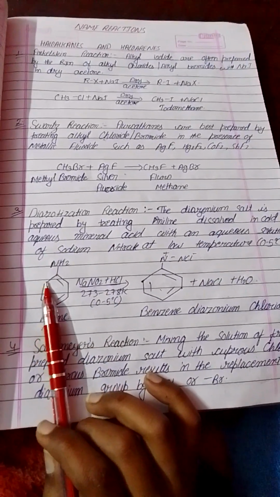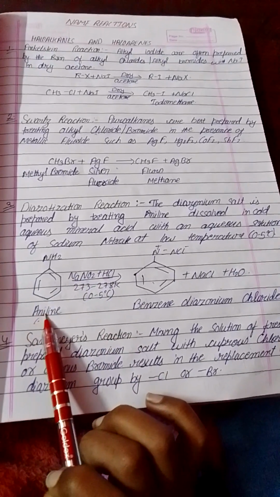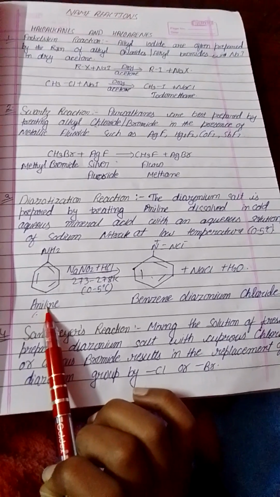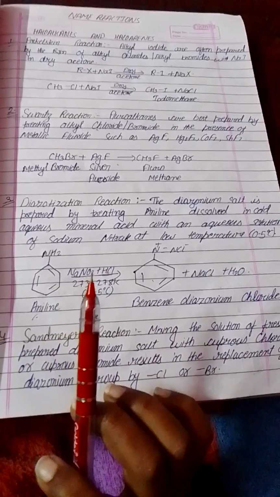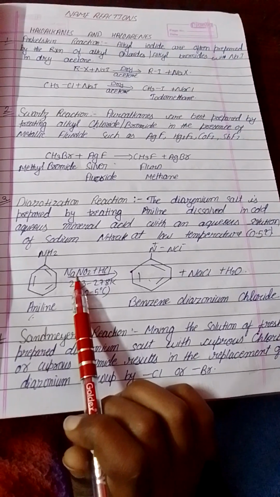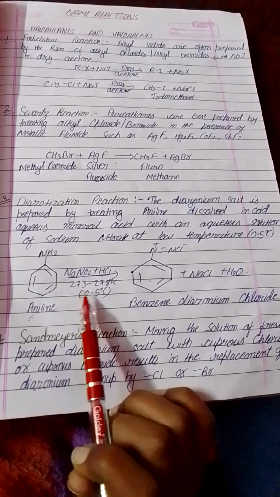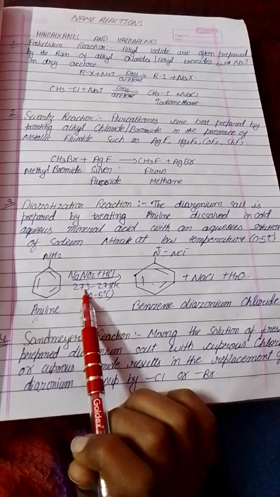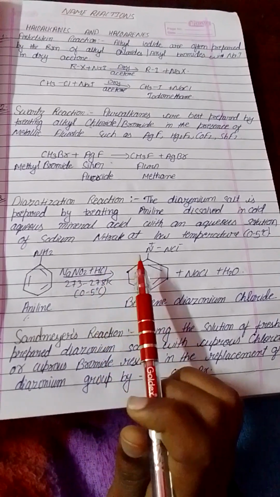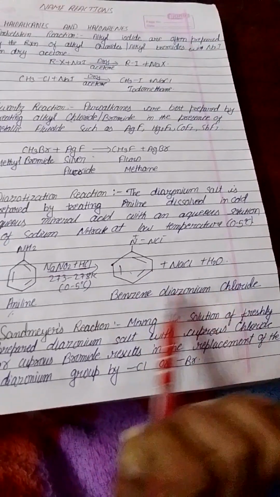Next is the diazotization reaction. Here we prepare diazonium salt by treating aniline with an aqueous mineral acid and an aqueous solution of sodium nitrite, that is NaNO2, at very low temperature like 0 to 5 degrees Celsius, or we can say 273 to 278 Kelvin, it gives diazonium salt. Here we have taken the example of benzene diazonium chloride.